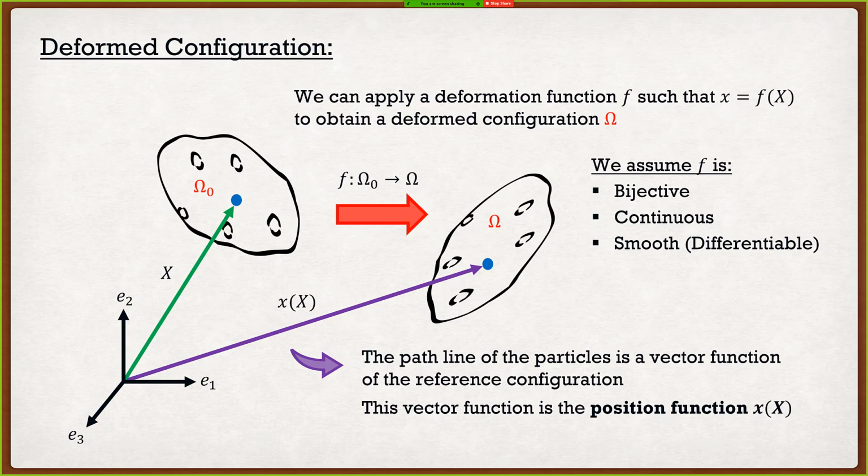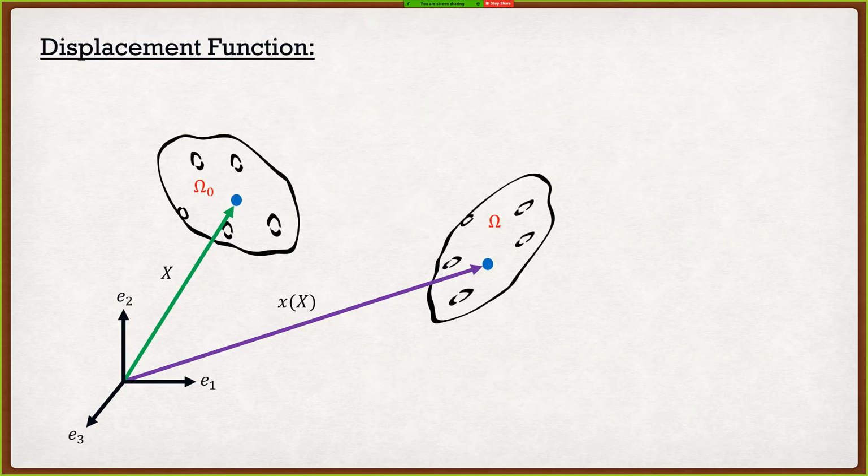All right, so we have what I like to call big X, which is the vector to the reference configuration, and then we have small x, which is a vector to the deformed configuration. Again, that small x, we call that the position function, and it's going to be very important moving forward. Now, we can also define a third vector.